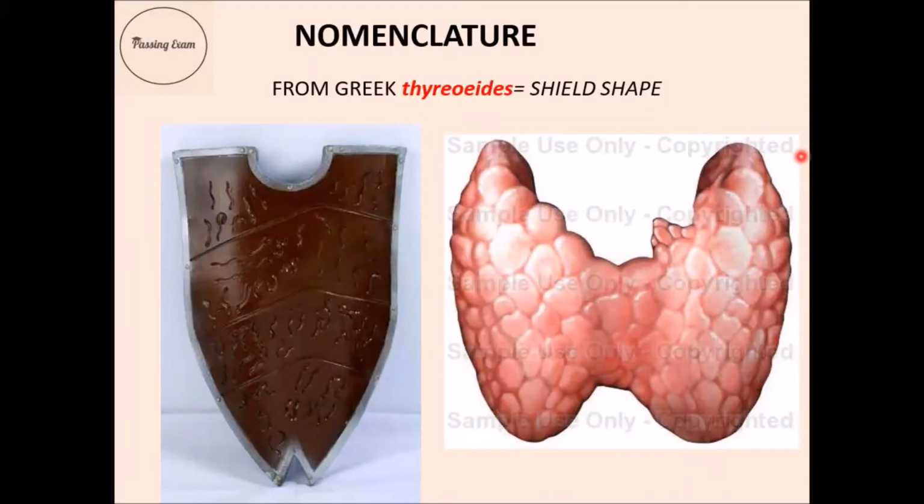Thyroid word has been derived from the Greek word thyroides, which means shield shape, because it is acting like a shield in front of the neck. So it has been derived from this word thyroides.